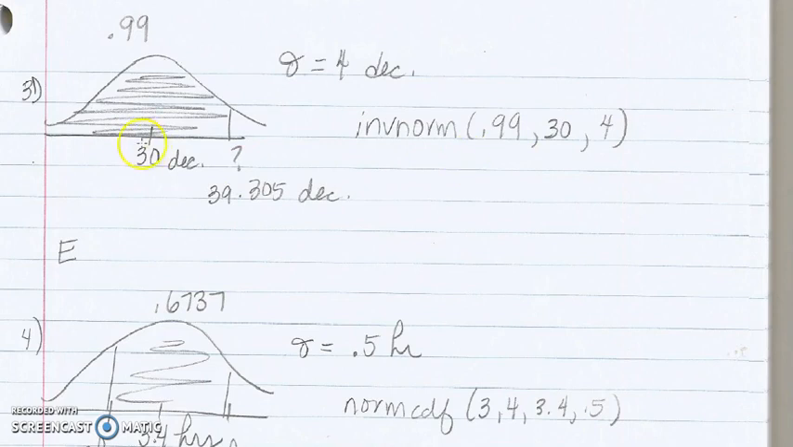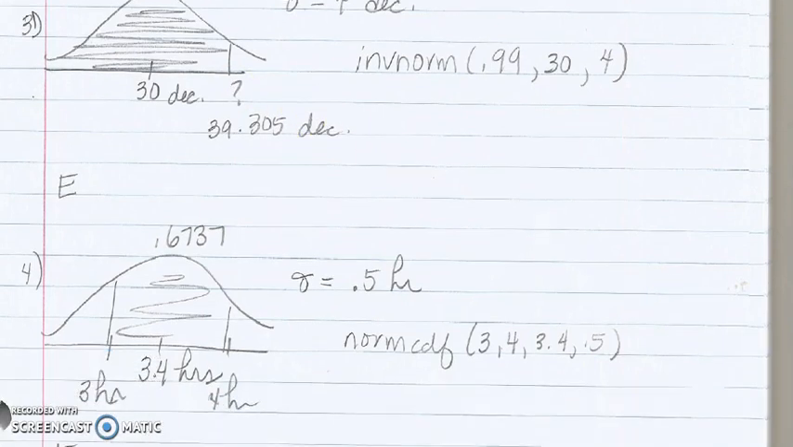And again, if it were open-ended, I would have done inverse norm 0.9901 and convert it back, but since it's multiple choice, I just did inverse norm 0.99 with a mean of 30 and a standard deviation of 4. That is going to give me the actual number of decibels that correlates to that value, not the z-score. So 39.305 was the correct answer, and so our answer was E for number 3. So that was just a simple inverse norm problem.